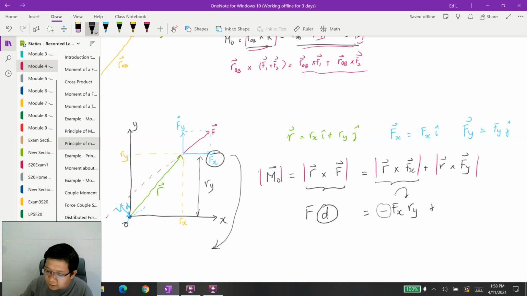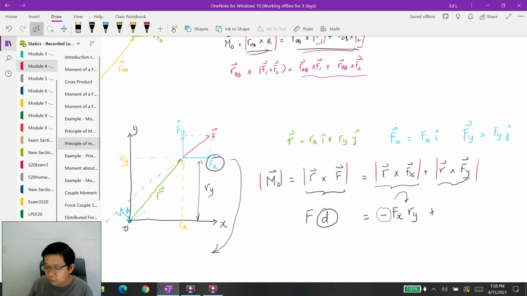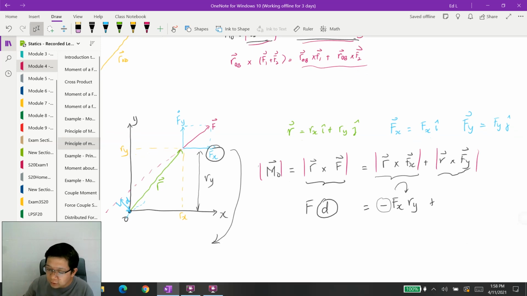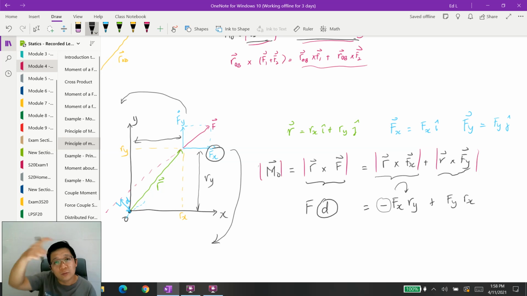Then plus, the magnitude of the other cross product will give you Fy times rx, which is just the scalar form because we only consider magnitudes. Note that you take that Fy, and with respect to point O, it makes a counterclockwise rotation. That's why it has a positive sign.